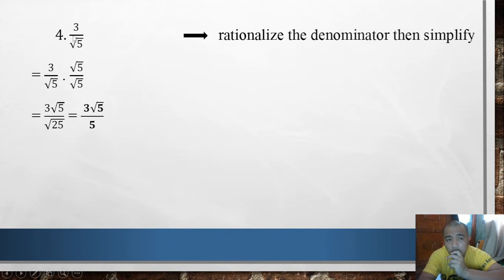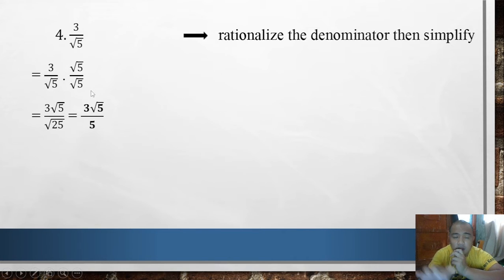Another, how about this? 3 divided by square root of 5. So if there is a radical in the denominator, we're going to rationalize the denominator, then simplify. So what are we going to multiply? To 3 over square root of 5, we will multiply it by square root of 5 over square root of 5, which is also equivalent to 1. So that will not affect the product or the final answer. Square root of 5 over square root of 5 is still 1. So where did we get this? This one. So this will become 3 square root of 5 all over square root of 25, which is 5.